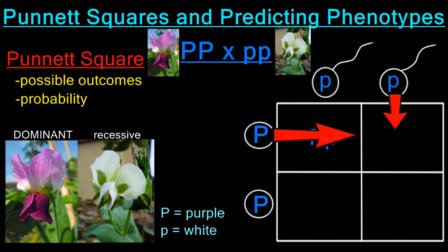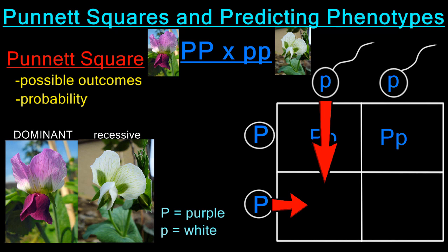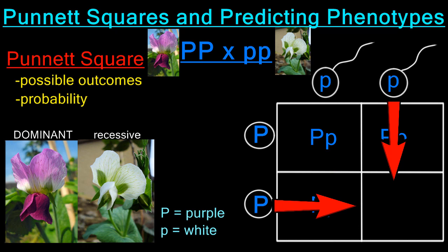If this egg and this sperm were to fuse, the genotype would be big P, little p. This egg and this sperm uniting would produce a genotype big P, little p. This egg and this sperm would produce an offspring with big P, little p.